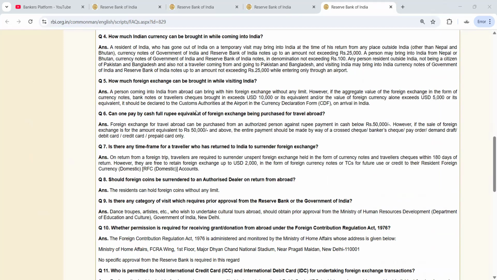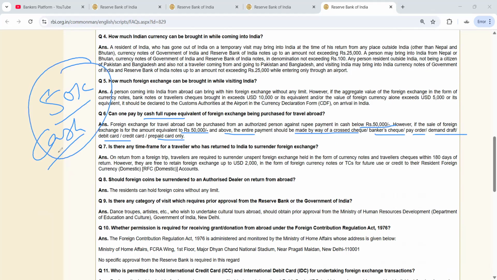Okay. So next is, can one pay by cash the full rupee equivalent of foreign exchange being purchased for a traveler abroad? So if they want to purchase foreign exchange, like currency they want to exchange, can they do it in full cash payment? So they can do it, but below 50,000. However, if the sale of foreign exchange is for an amount equivalent to 50,000 and above, the entire payment should be made by way of cross check, banker's check, pay order, DD, debit card, credit card, prepaid card. Okay, so up to 50,000 in cash is allowed for an exchange. Other than that, they have to give DD, check, or another instrument which is routed through the banking channel. So that they have to do.